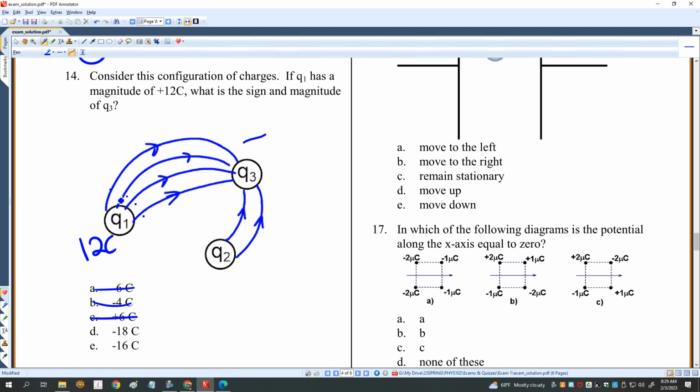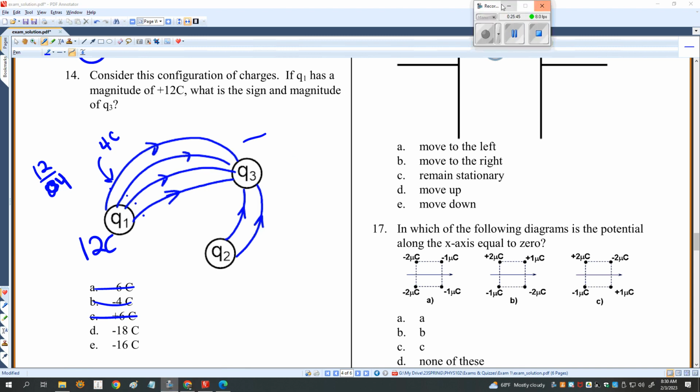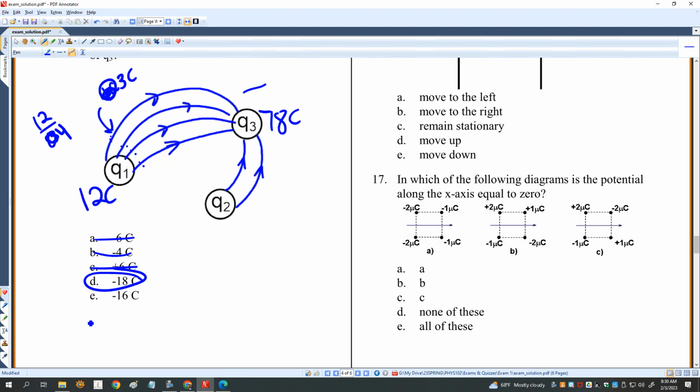12 to 3 means that each of these lines is equivalent to 4 coulombs. I did 12 divided by 3. 12 coulombs divided by 4, and so that means that each line is 3 coulombs. All right, 3 coulombs, that's 3, 6, 9, 12. If there are 6 lines, that means that this has to be 18 coulombs, or negative 18 coulombs. That's probably the best way to approach that.